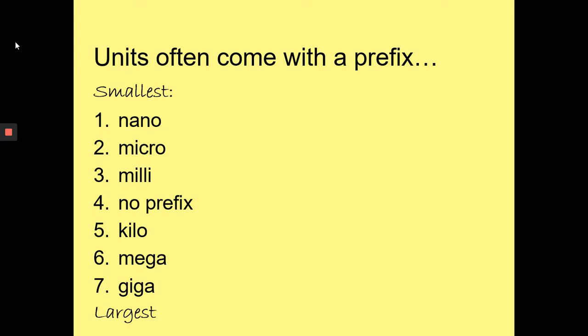Now this works for all units such as joules, grams. So you could have nanojoules, microjoules, millijoules. No prefix would just be joules, kilojoules, megajoules, or gigajoules. Okay.